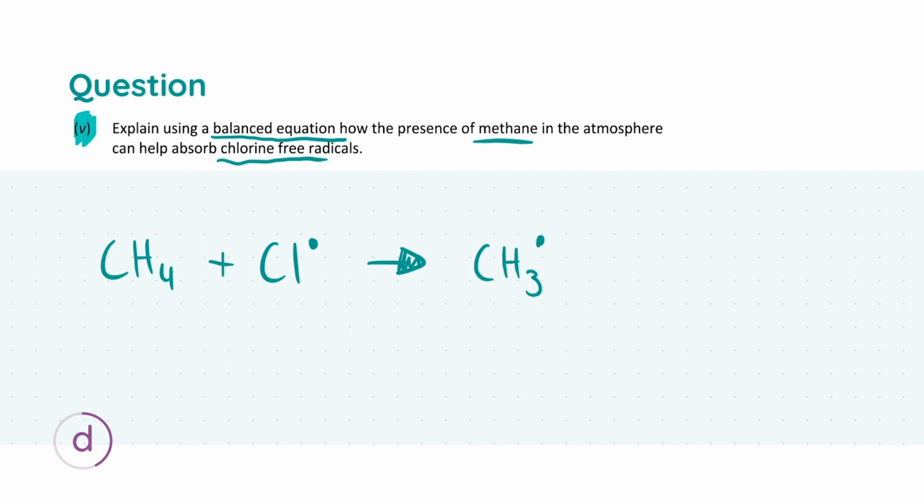And that hydrogen that was ripped away from the methane is now going to bond with the chlorine. So what we're going to get left with is the hydrogen bonding with the chlorine to give us HCl, which is quite familiar to us at this stage.